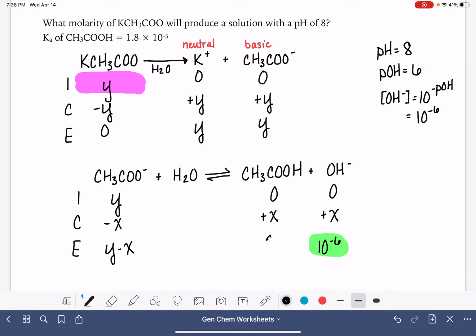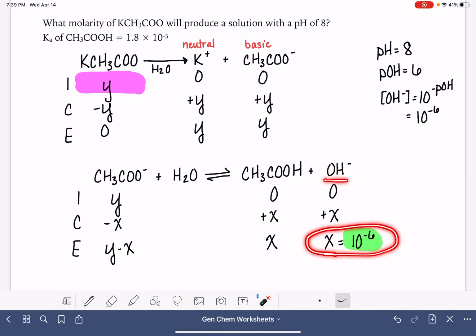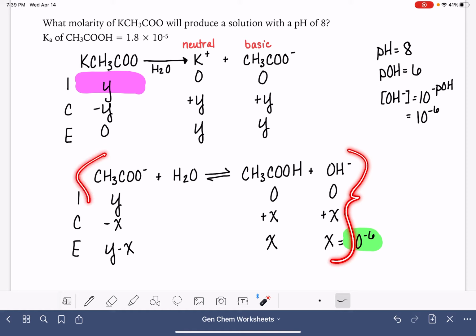We're going to have X of the CH3COO minus, and I'm just going to scoot this out of the way. We're also going to have X of the hydroxide ion right here. However, we have already determined that the actual amount of the hydroxide ion that we're going to form is 10 to the minus 6. So we know the value of X for this particular problem. Based on the pH, X is 10 to the minus 6. And so everywhere that we have X in this ICE table, we can replace that with 10 to the minus 6.